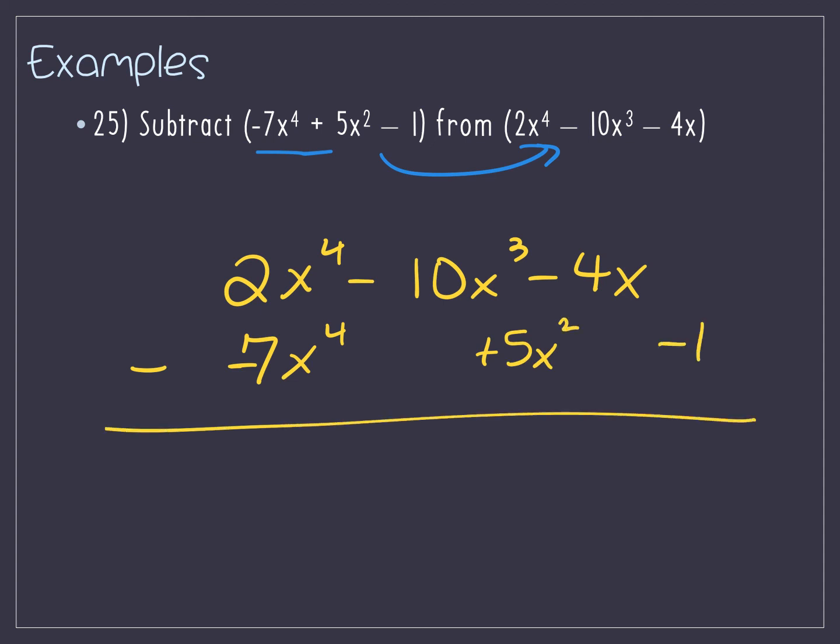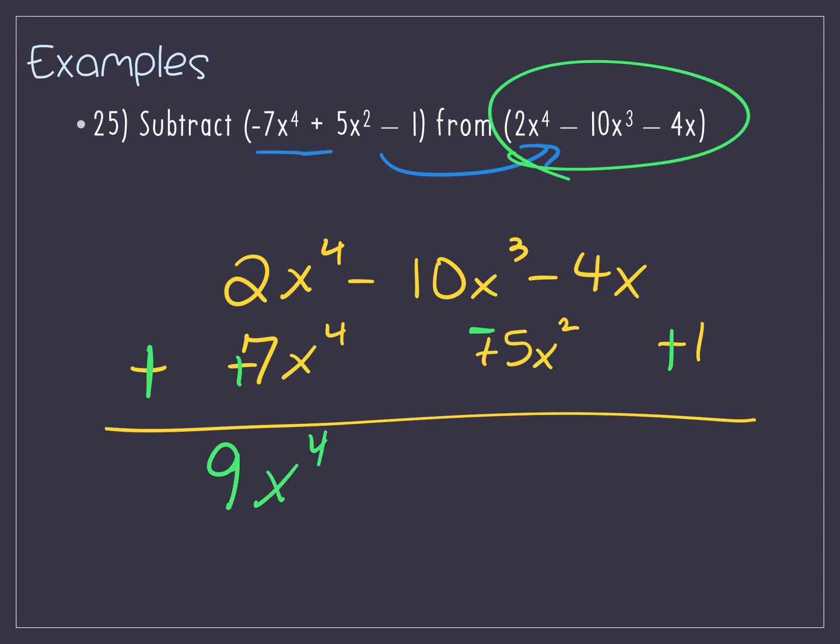All right, now I'm subtracting this polynomial, the top one, from the bottom one. I'm doing my keep, flip, change. Keep this one the same, change this to plus, make all these signs opposite. And now I can combine my like terms.